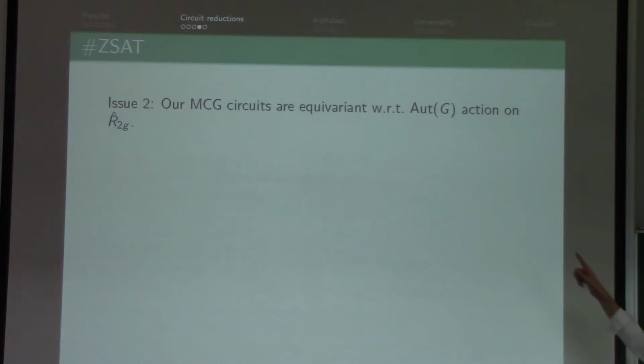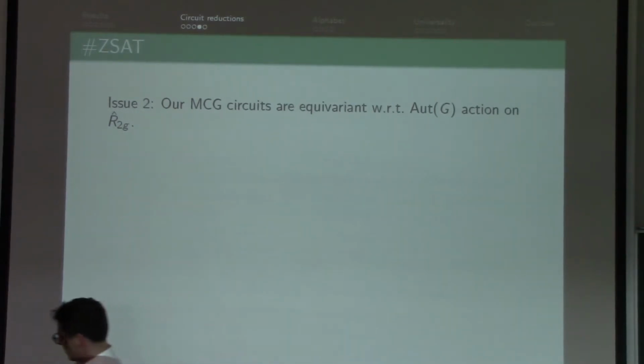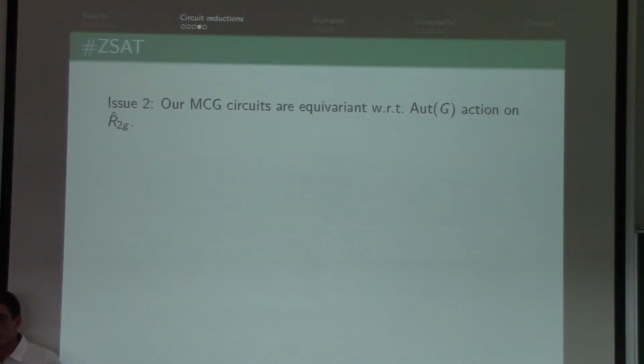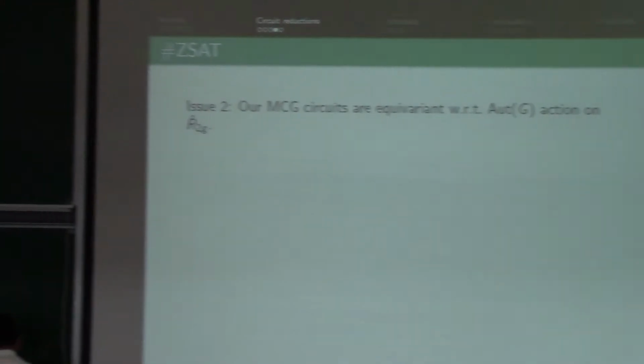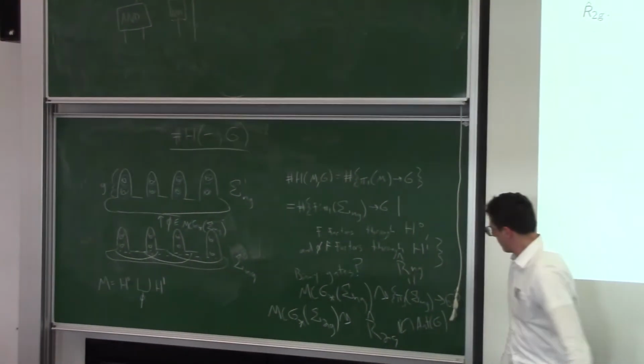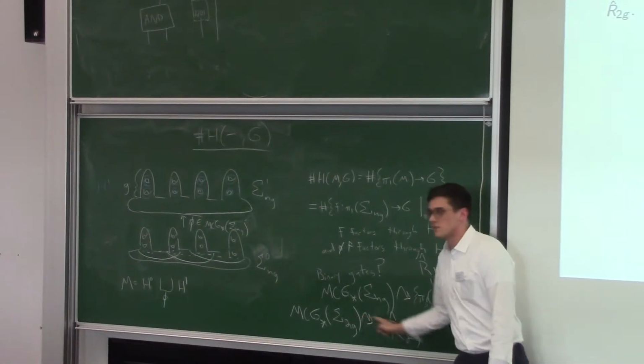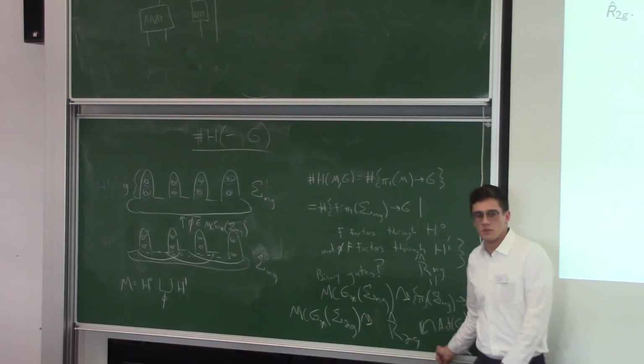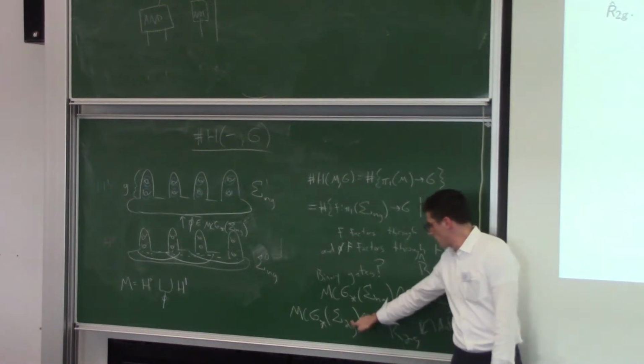Well, one constraint is that there's another action on this set. The set of homomorphisms from the pi 1 of the surface to G, this representation set, has an action by the automorphism group of G. So Aut G acts here. So these two actions commute. So that severely constrains what the image of this can be.